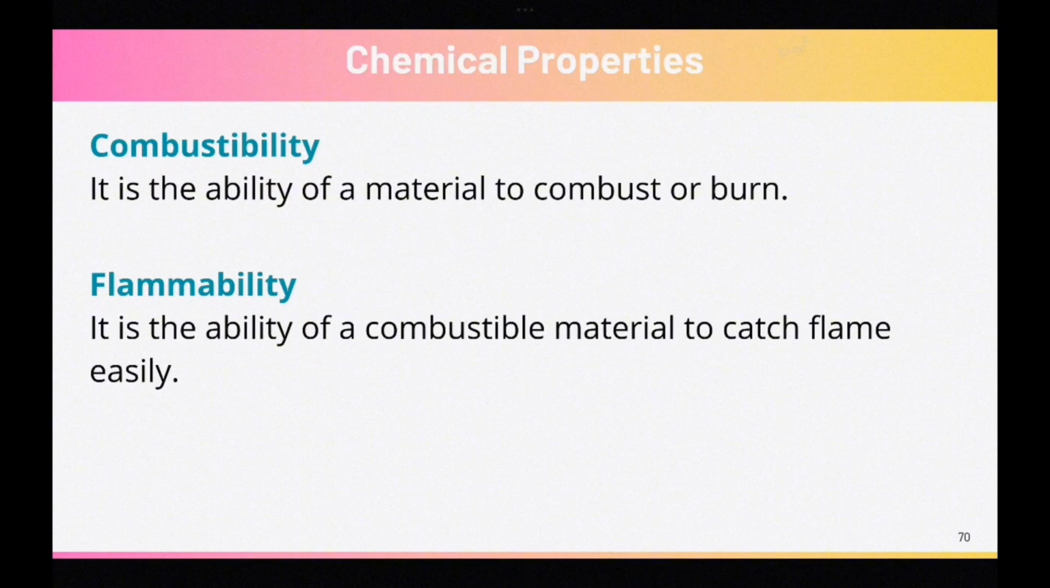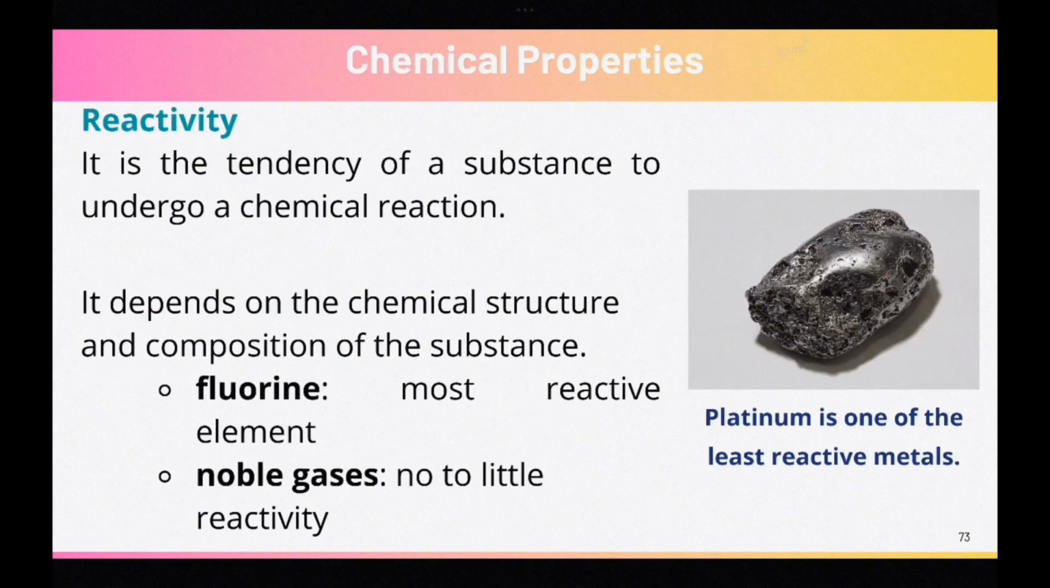So you can easily identify those materials that require higher temperature before they burn and those materials that can be burned at a normal temperature. Reactivity is the tendency of a substance to undergo a chemical reaction. This depends on the chemical structure and composition of the substance, such as fluorine, which is the most reactive element, and noble gases, which have no to little reactivity. On the right side, the picture shows platinum, which is one of the least reactive metals.